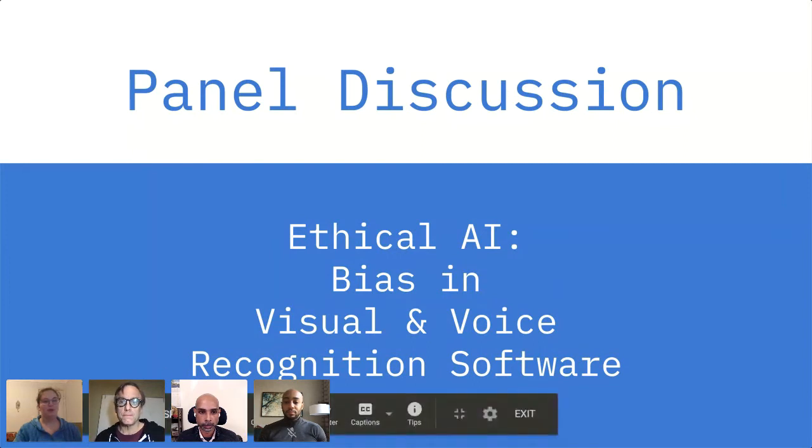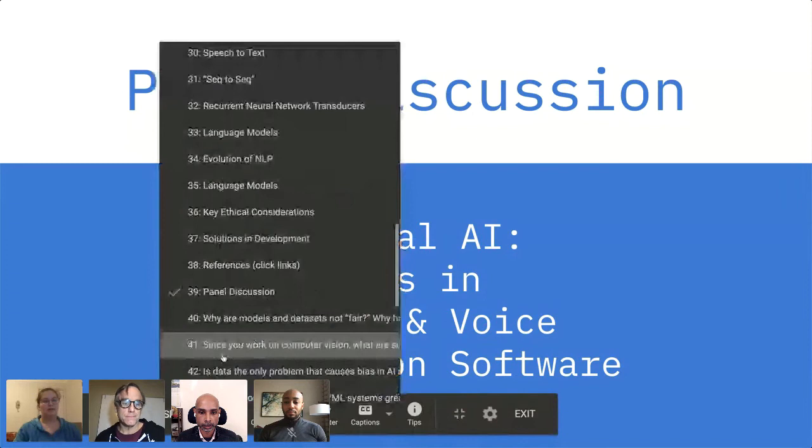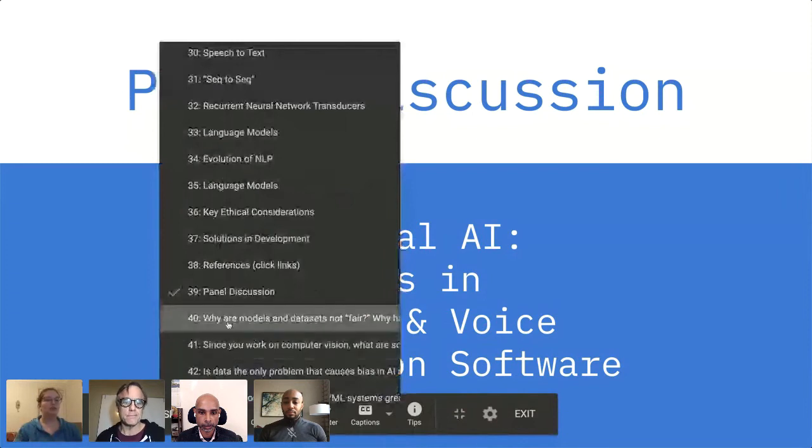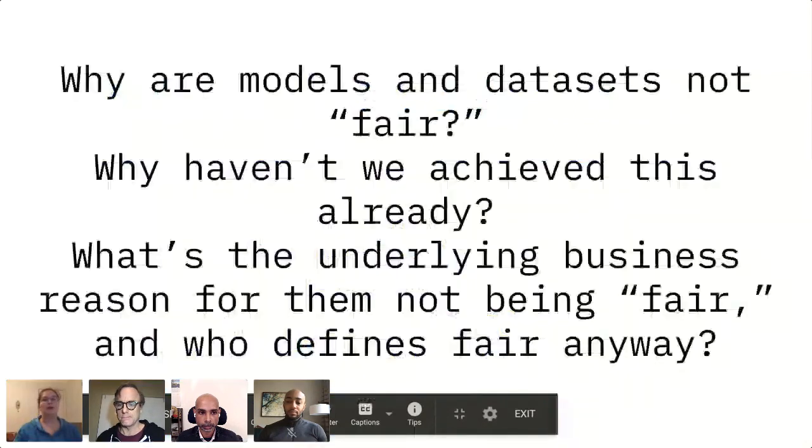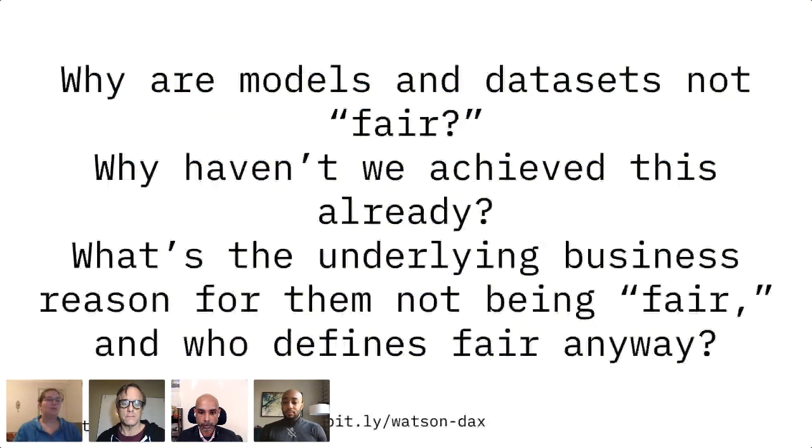So I wanted to start with, I'm going to ask guided questions to each of the panelists, and then we'll open them up to the rest of the panel to answer as well and contribute to the discussion. So Mike, I'd like to start with you. We kind of started in this direction a little earlier, but why are models and data sets not fair? Why haven't we achieved this already? And what's the underlying business reason for them not being fair? And who defines what fair is anyway?